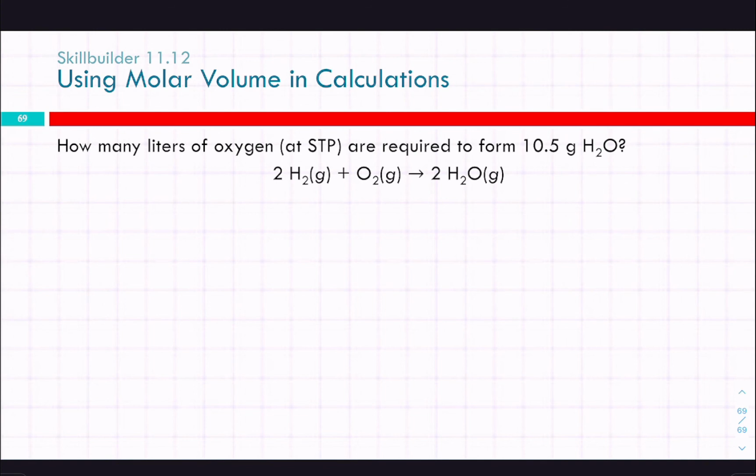All right, this is the last question here. How many liters of oxygen at STP are required to form 10.5 grams of water? I know, it's 6:31.